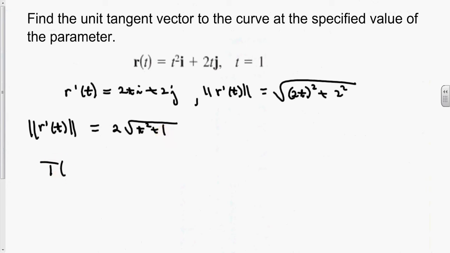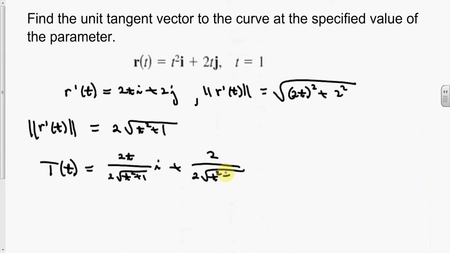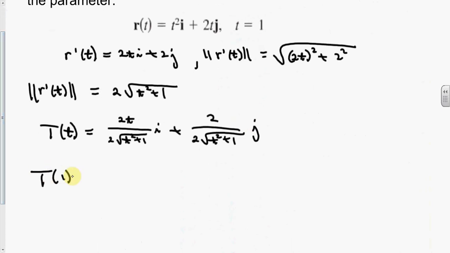So the tangent vector T of t is equal to 2t over 2 times the square root of t squared plus 1 i plus 2 over 2 times the square root of t squared plus 1 j. Now we evaluate the tangent vector at 1. You know, the 2's cancel out there. So this is just 1 over the square root of 2 i plus 1 over the square root of 2 j.